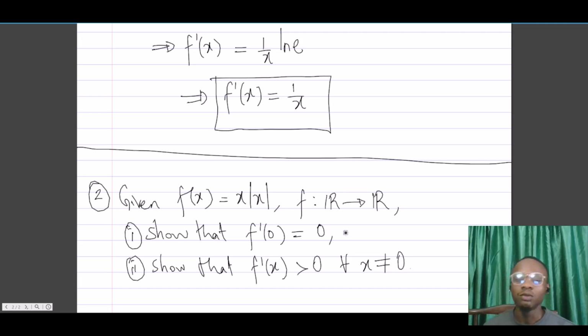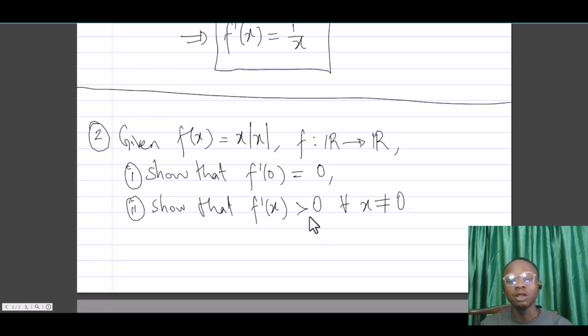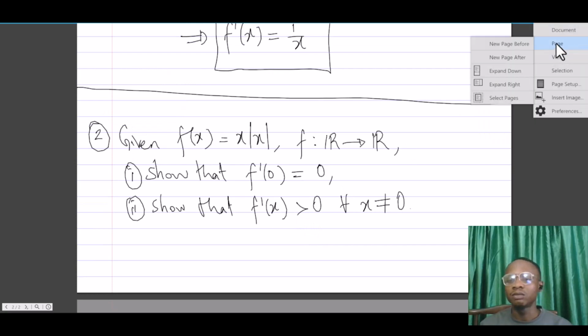So we want to do two things here. We're given this function, which is x multiplied by modulus of x. Firstly, we want to show that this function has a derivative at x equal to 0, which is 0. And secondly, we want to show that for all other values, that is all non-zero values, f prime of x is going to be positive. That's what we mean by this expression. So now let's go ahead and do that using everything that we've learned so far.